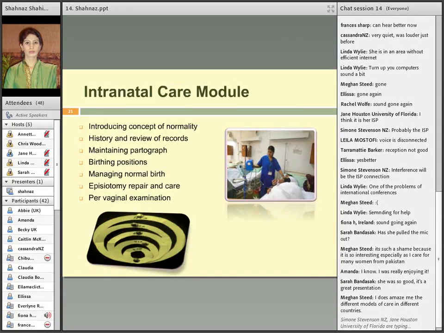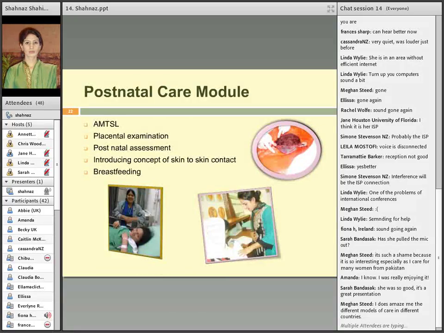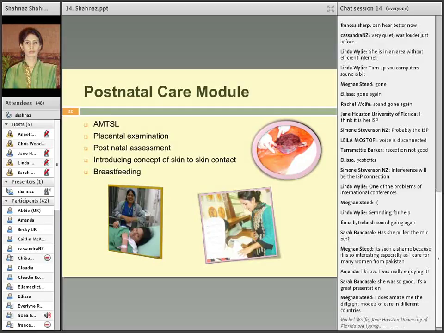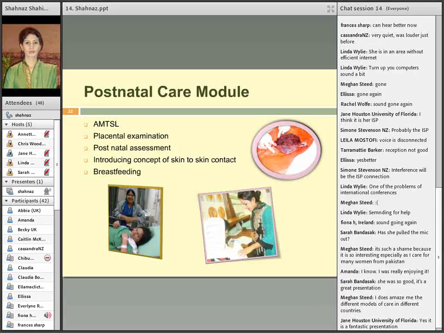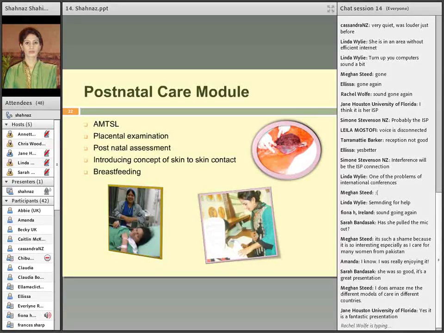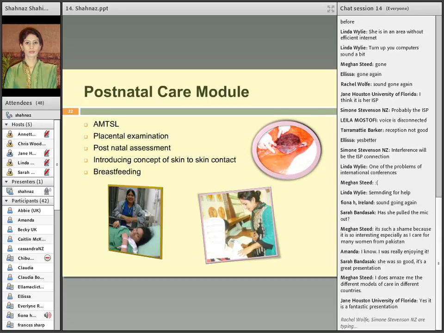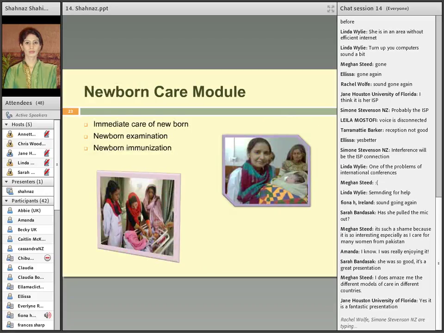Okay, so now the postnatal care module. In this, we basically discussed the active management of the third stage of labor and the importance of it, placental examination, which is very critical, postnatal assessment, and introducing the concept of skin-to-skin contact. This is a very new concept in our part of the world. We discussed with the participants the importance of skin-to-skin contact and breastfeeding. In newborn care, we discussed provision of immediate newborn care, newborn examination, and then immunization also.